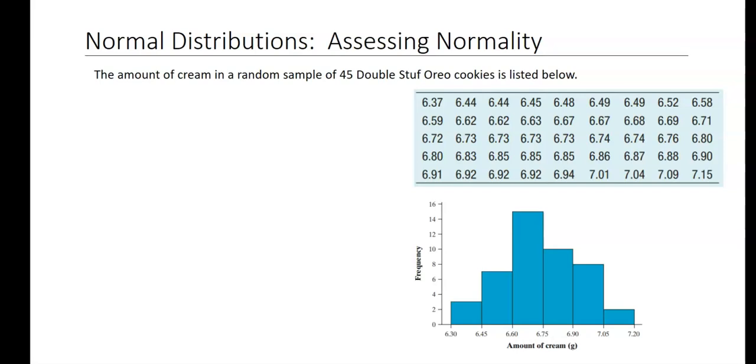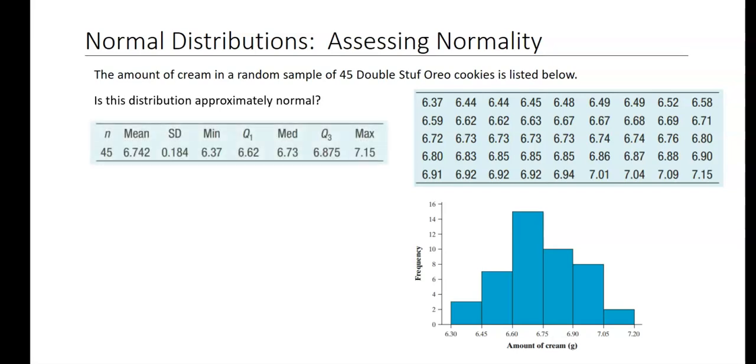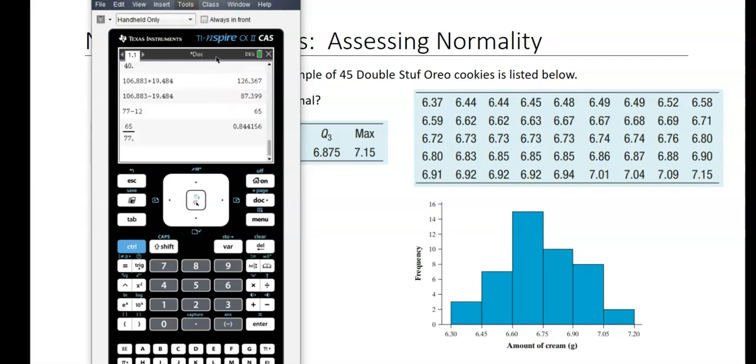The amount of ice cream in a random sample of 45 double stuffed Oreos is listed below, okay? So here we are. So we've got that. Hopefully, is this distribution approximately normal? Well, if they gave us, I didn't have to type that all in my calculator. I was hoping they would give us the summary stats. They did, right? So using the summary stats, let's figure out what one standard deviation is, right?